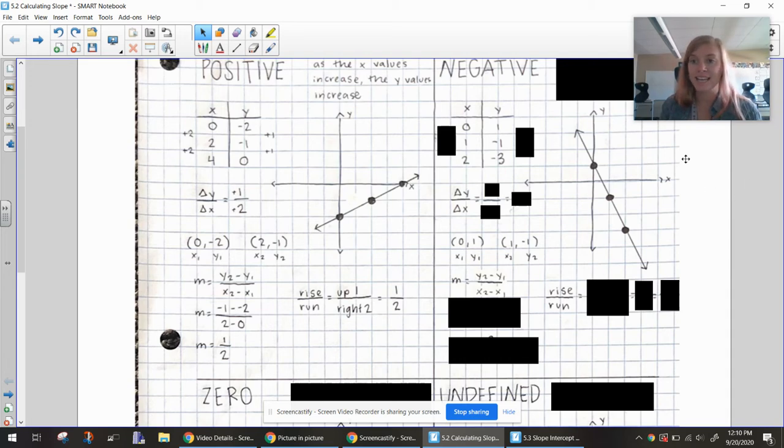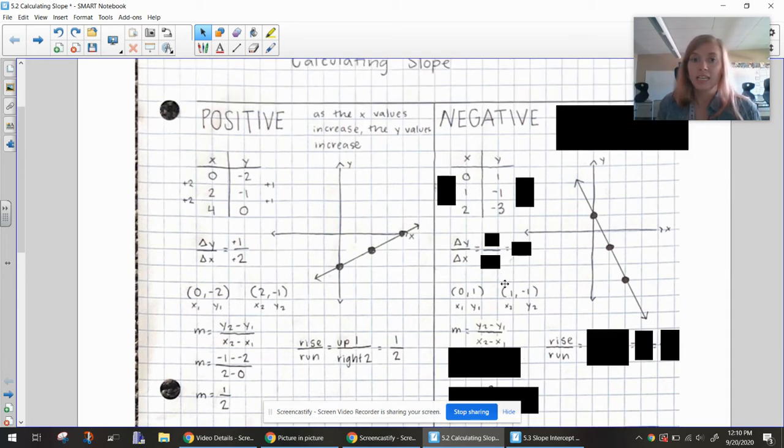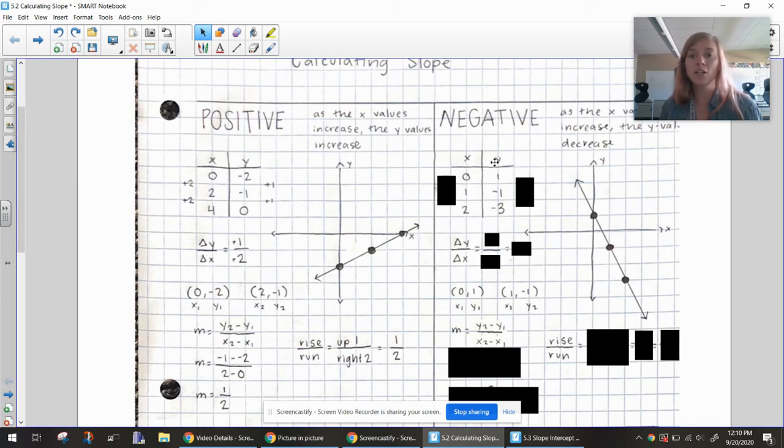Next, we're going to look at negative slope. Negative slope points down. So as the x values increase, the y values decrease. That means when you're looking at the table, one of your values is going to be going up by a constant rate of change, and one is going to be going down.